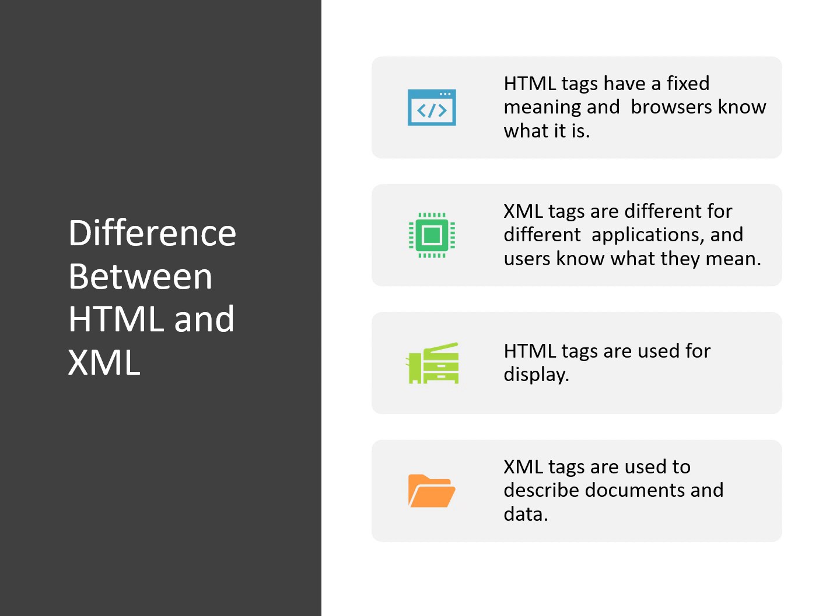Now we're going to discuss the differences between HTML and XML. HTML tags have a fixed meaning and the browser knows what it is. XML tags are different for different applications, and users know what they mean. HTML tags are used for display. XML tags are used to describe documents and data.